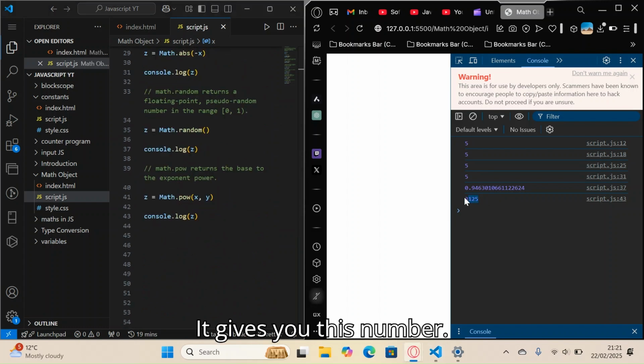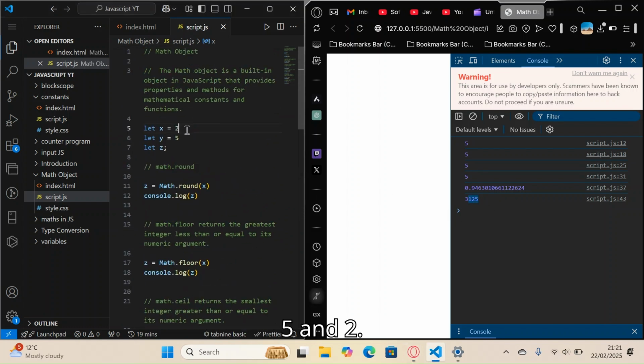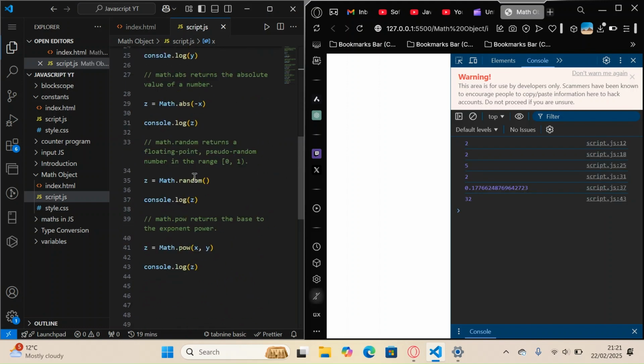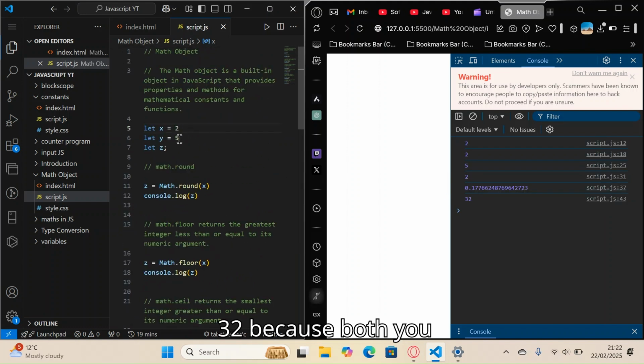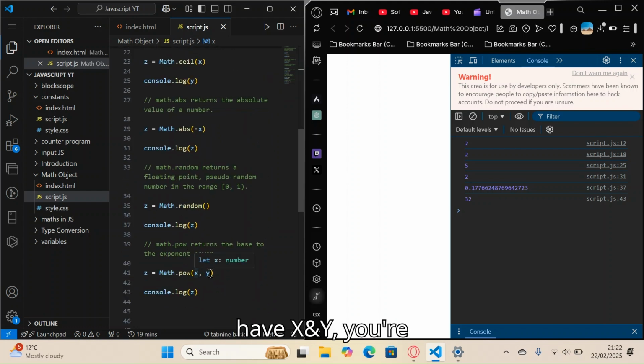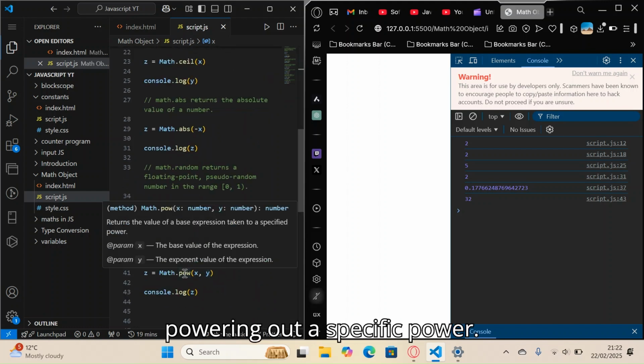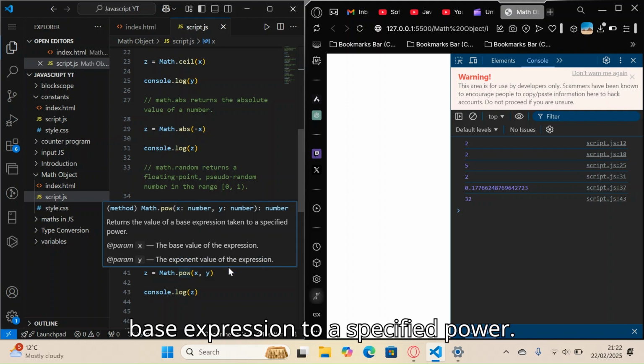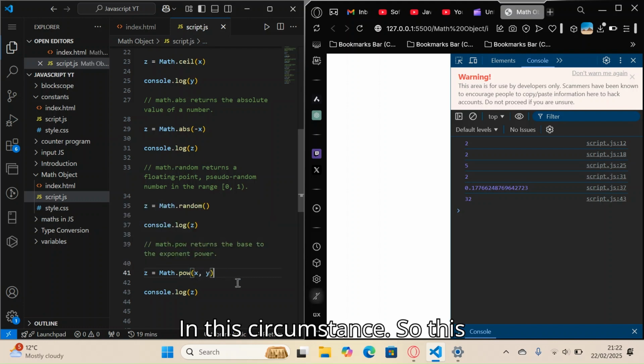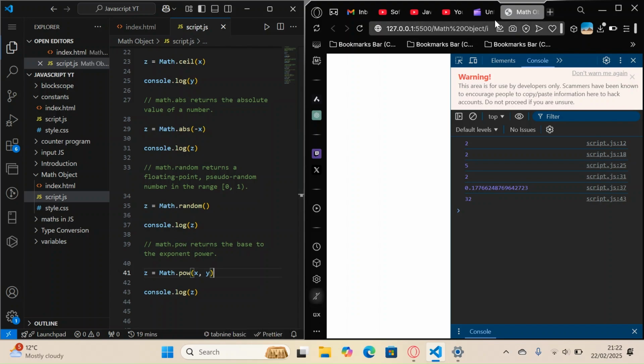It gives you this number. With 5 and 2, which is 32, because you have x and y, you're raising to a specific power. So in the parameters, x is the base value of the expression and y is the exponent value of the expression. So it returns the base expression to a specified power in this circumstance. So this is the math.pow object.